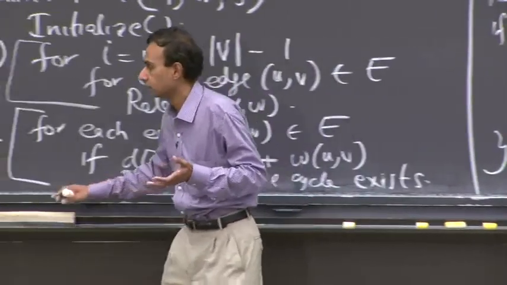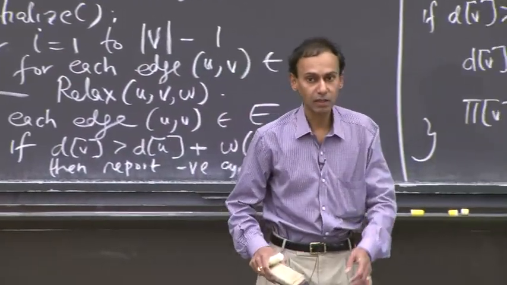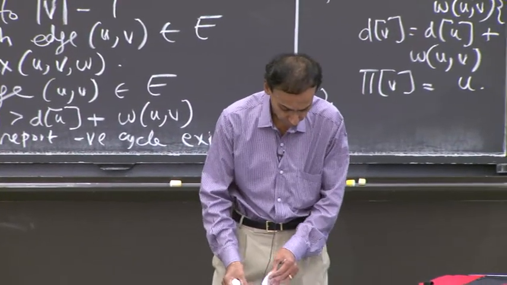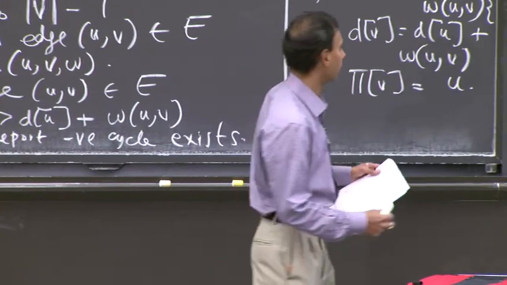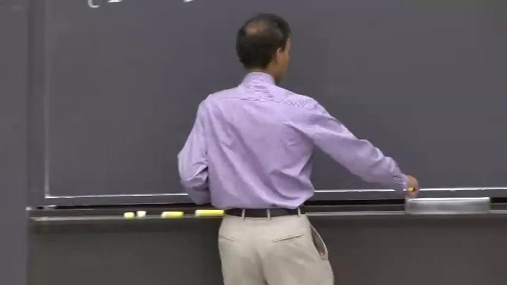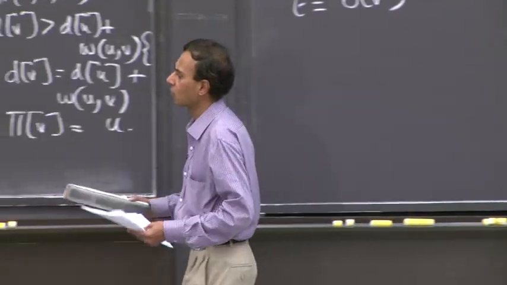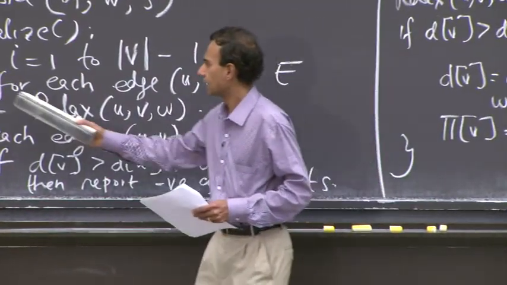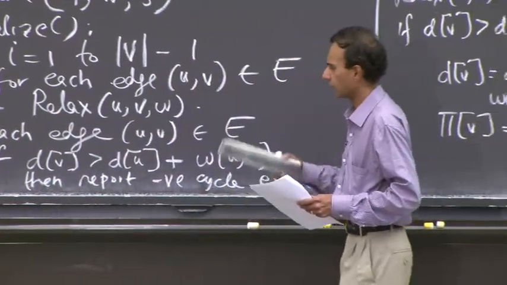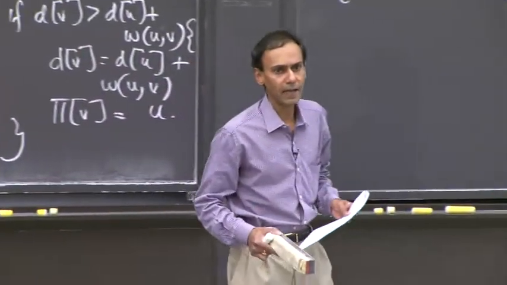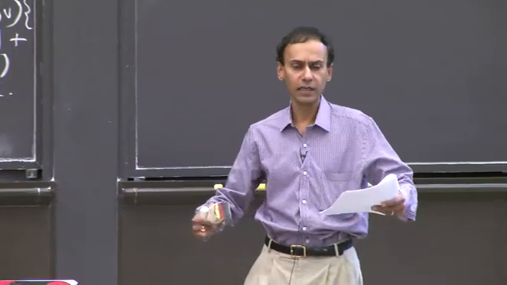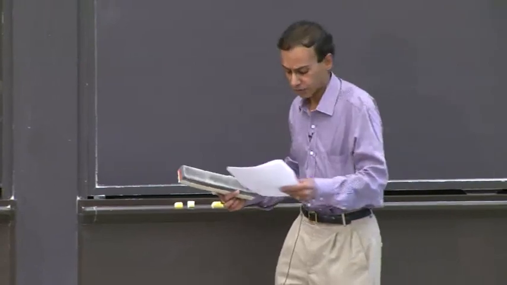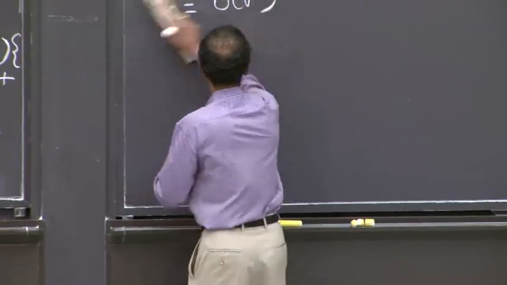Okay, so why does this work? I mean, this looks a bit like magic. It turns out we can actually do a fairly straightforward proof of correctness of Bellman-Ford, and we're going to do two things. We're going to not only show that if negative weight cycles don't exist, this will correctly compute shortest paths, but we also have to show that it will detect negative weight cycles if they in fact exist. All right, so there are two parts to this, and let's start.